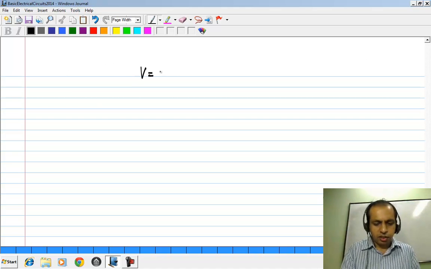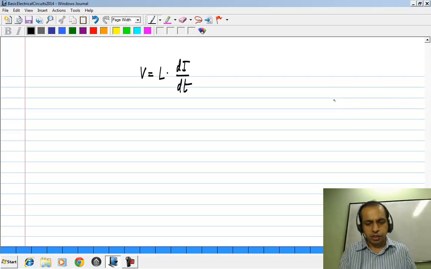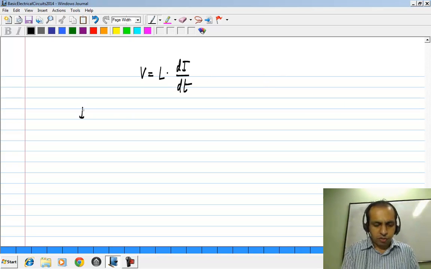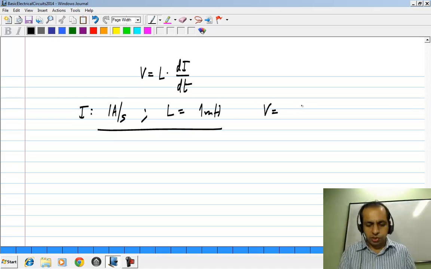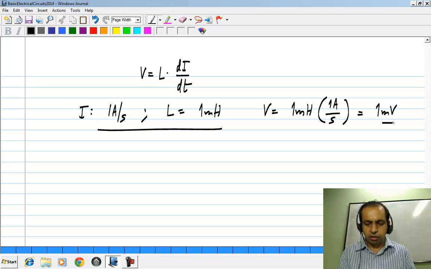So what does this say? V is L times di by dt, and if I is changing at, let's say, 1 ampere per second, and if the inductance is 1 millihenry, clearly the voltage induced across it is 1 millihenry times 1 ampere per second, which is 1 millivolt. So the voltage across the inductor is 1 millivolt.